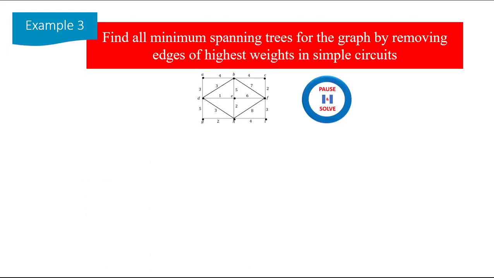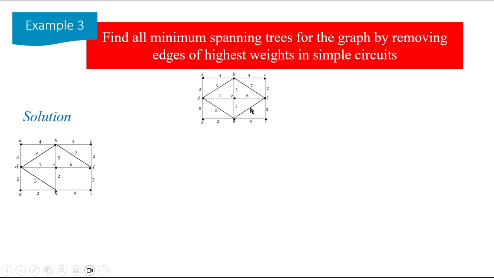Example 3. Find all minimum spanning trees for the graph by removing edges of highest weights in simple circuits. Okay, let's see how we can do that. Every time you see this picture here, you may pause the video and do the problem yourself and come back and check your answer.